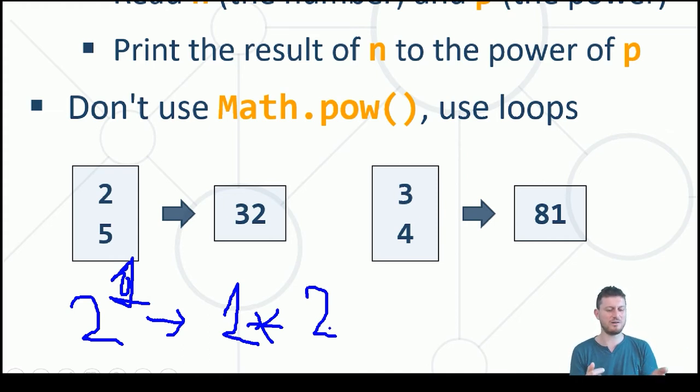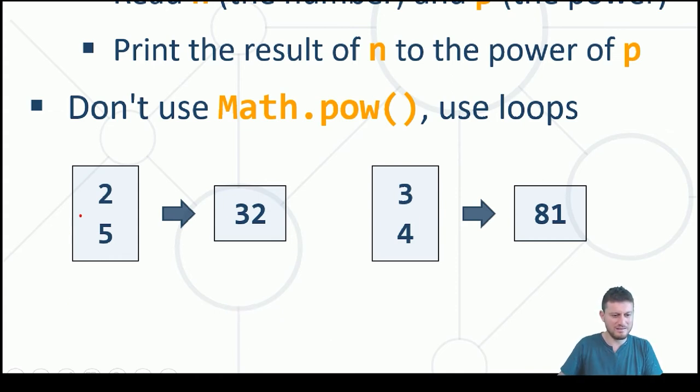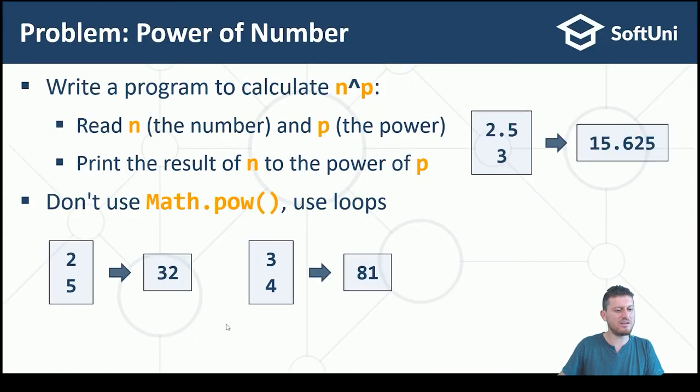If we have power 2, we multiply 2 times by 2. If we have power of 3, we multiply 3 times by 2. So we need to multiply this p times, multiplication by this, multiply by this, and start from 1. So this is just a simple loop. I will write the code to show you how this works.